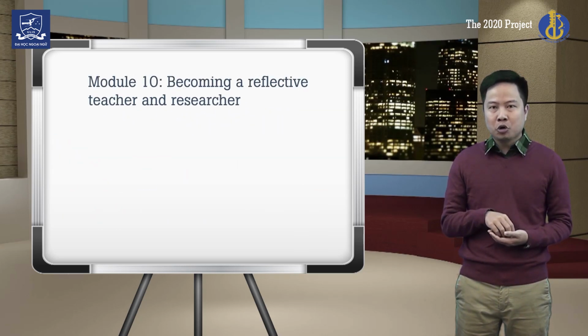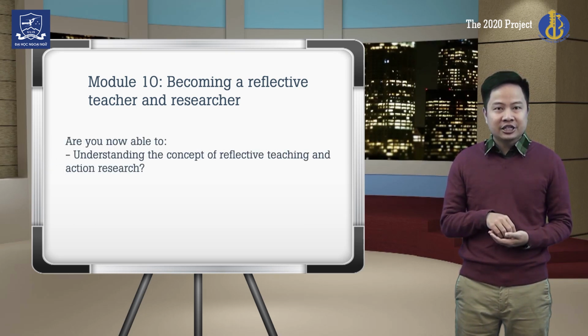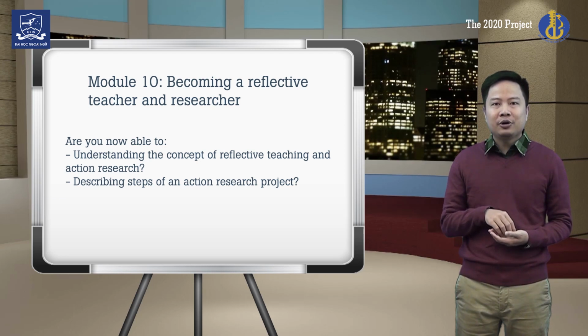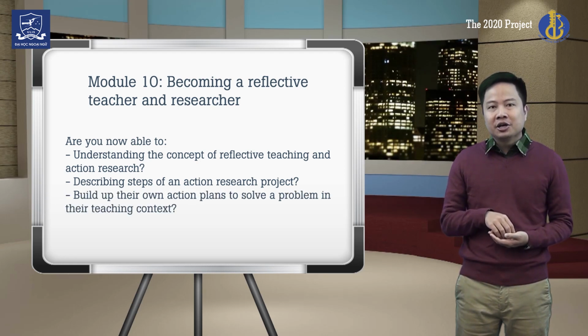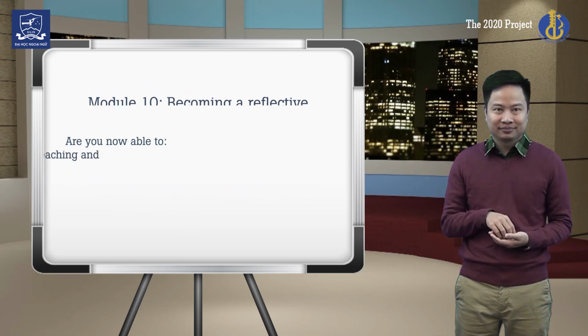In the final module of the course, module number 10, have you obtained the following goals? Understanding the concept of reflective teaching and action research. Describing steps of an action research project. Building up your own action plans to solve a problem in your teaching context.